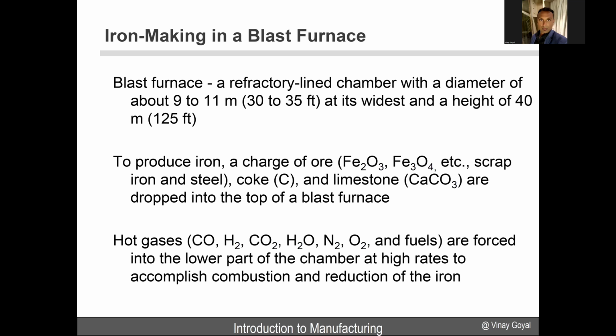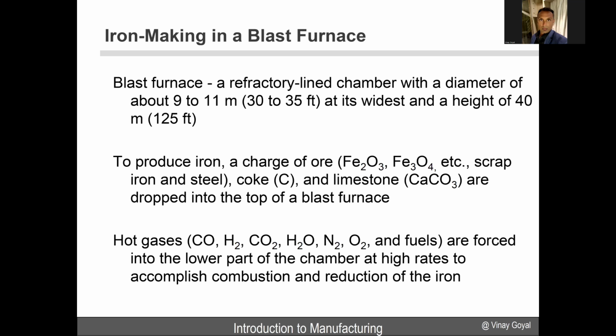So iron making is typically done in a blast furnace. You have a blast furnace with a refractory-lined chamber with a diameter between 9 meters and 11 meters, and it will typically be very high, like 125 feet, which is about 10 stories high. And to produce iron, you need to have a charge of ore and a little bit of scrap iron and steel. You may need coke and limestone, and those are dropped in the top of the blast furnace.